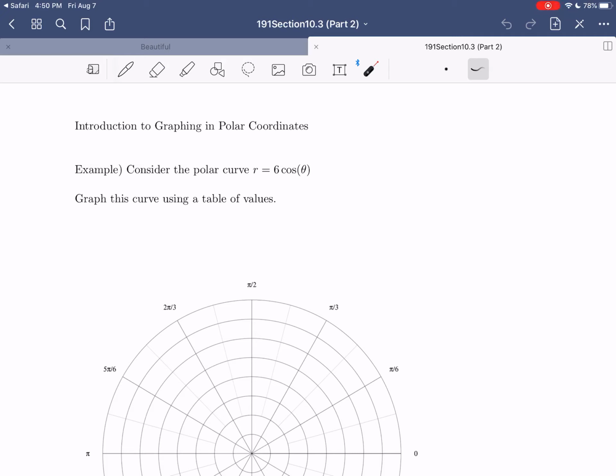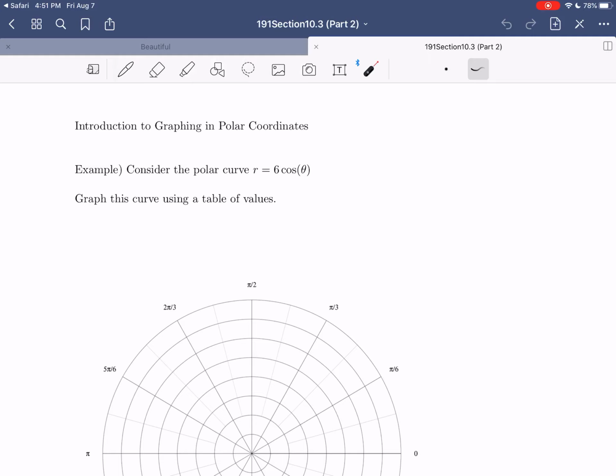In today's video, we're going to be finishing up section 10.3, which was our introduction to polar coordinates and also graphing in polar coordinates, which is going to be the main focus of this video. So what we're going to do in this video is look at a couple examples of graphing in polar coordinates.